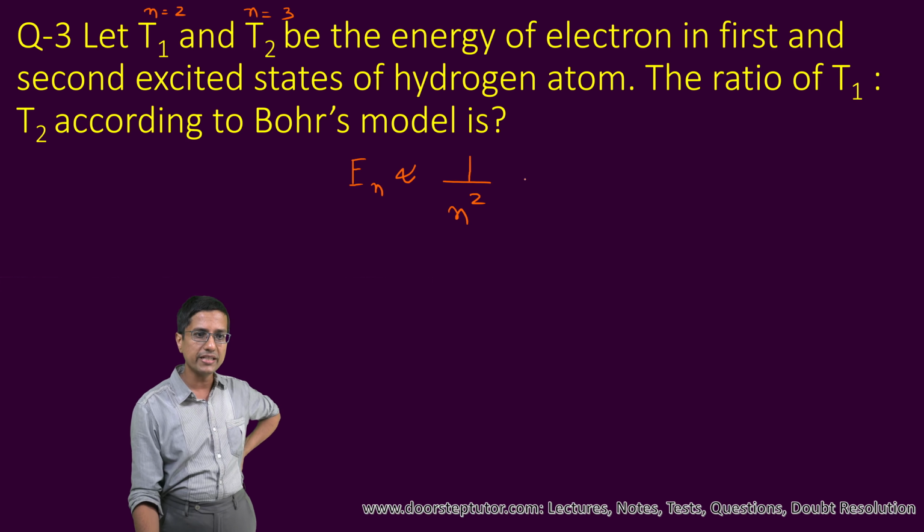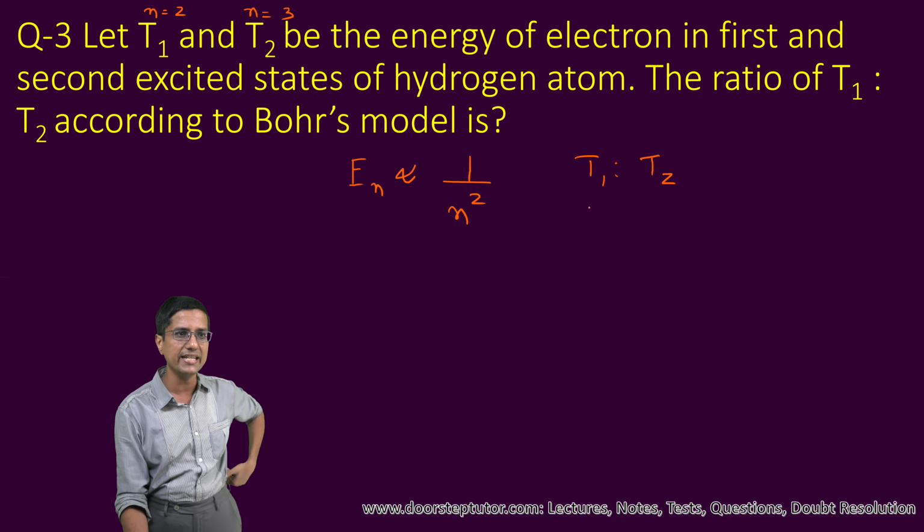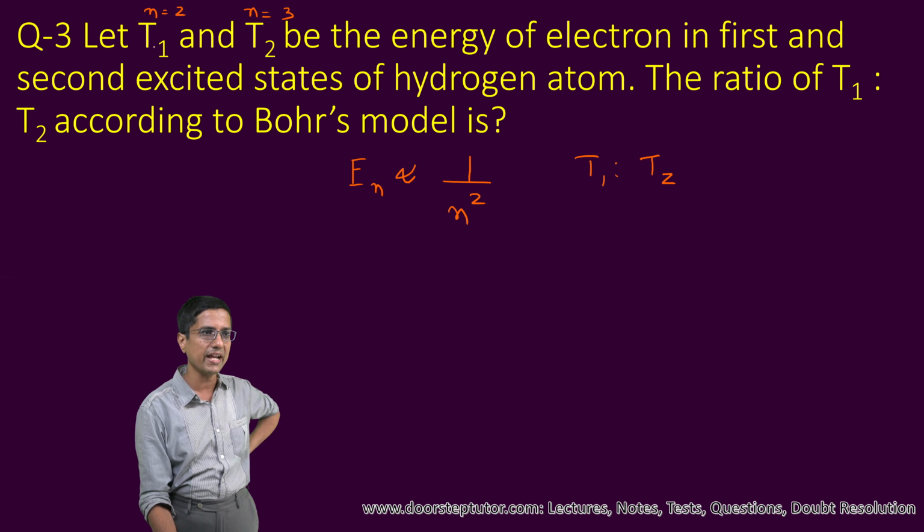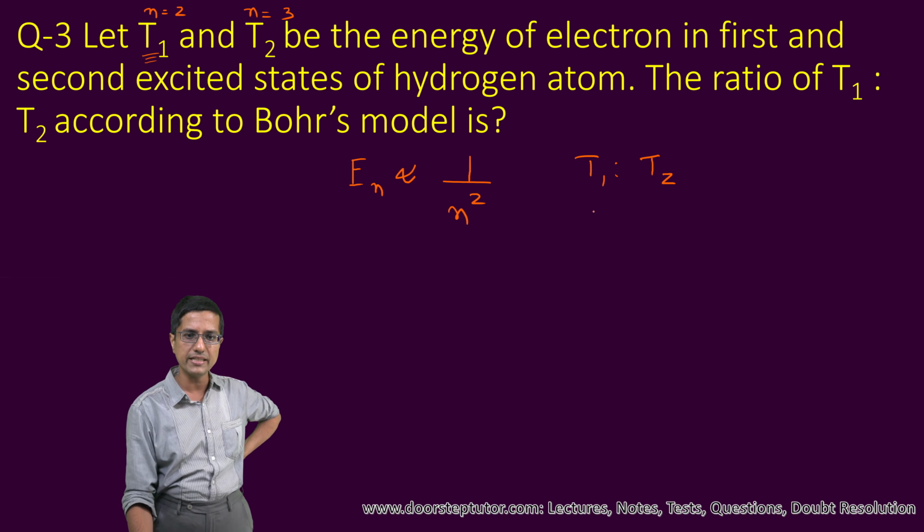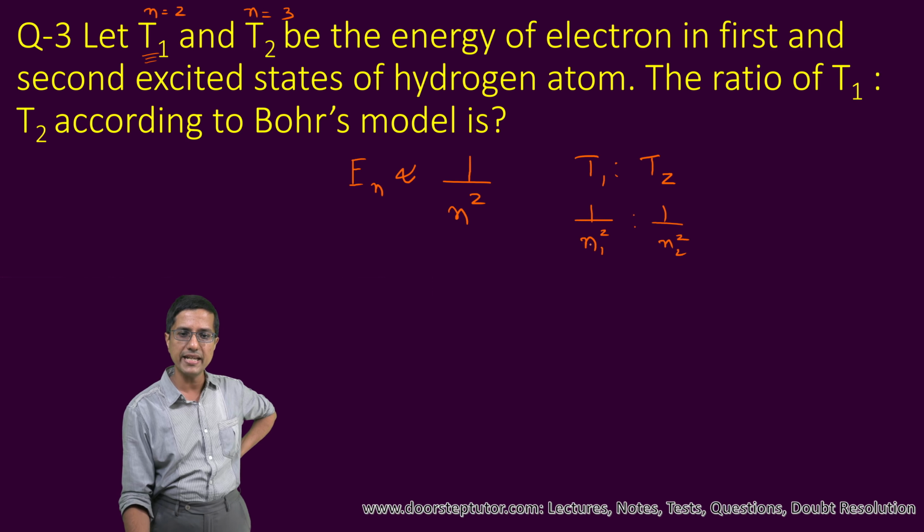So this essentially means that for T1 is to T2, I typically like to write it like this. I clearly specify in terms of mathematics: T1 and T2, we have been asked their ratio, and this is of course n1 square is to n2 square, which means that for the excited state 1, this is nothing but 1 by 2 square is to 1 by 3 square. So this is the ratio of T1 and T2.